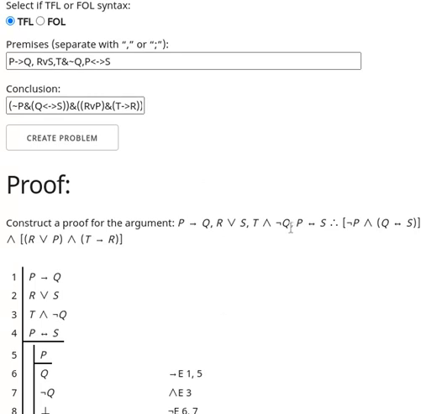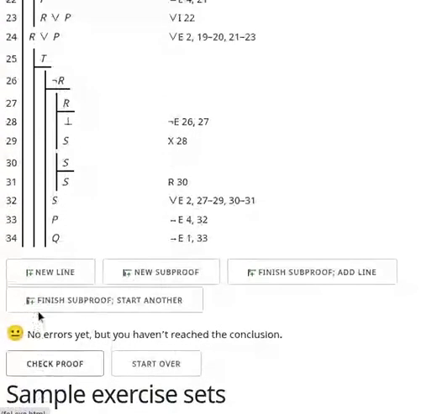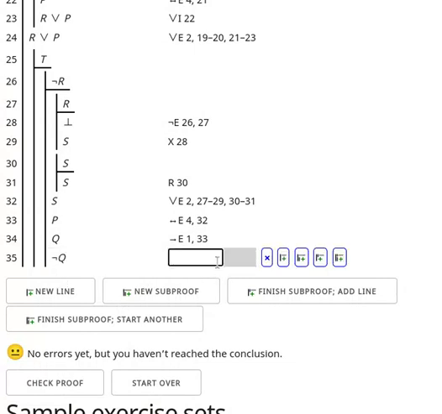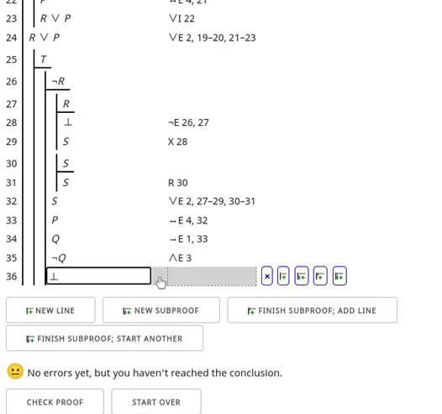We also know not Q from line 3. Not Q, and that's and elimination on line 3. That's a contradiction. We have Q and not Q, can't have both. So we have lines 34 and 35 are contradictory.